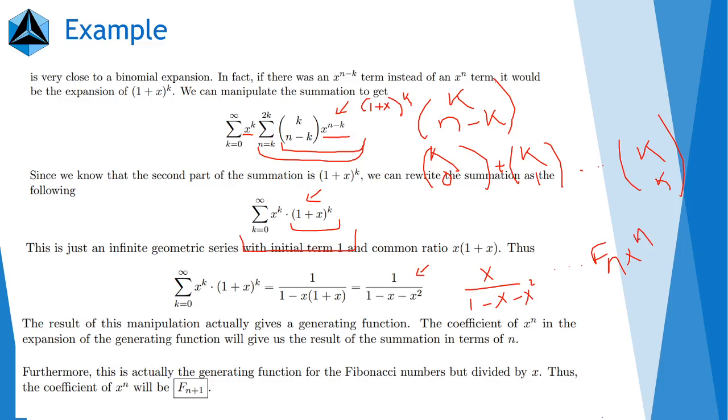So if we divide by x here, we get a minus 1 in the exponent, which means that the x to the n term actually corresponds to f of n plus 1, which means that to put this summation in terms of n, it's the coefficient of the x to the n term, which is f of n plus 1. This is the n plus 1th Fibonacci number. And so that is our answer to the summation.